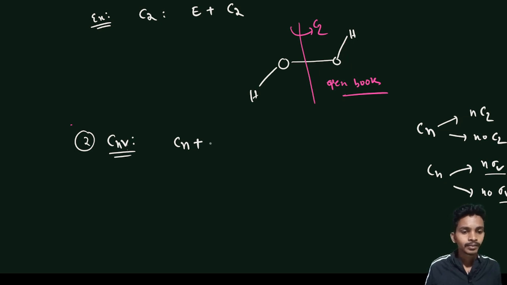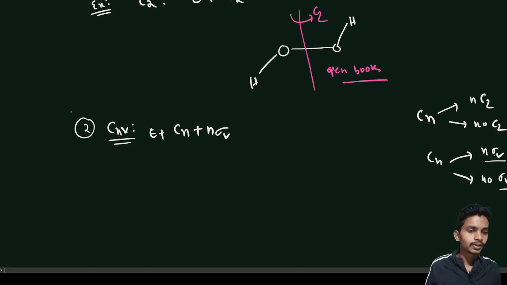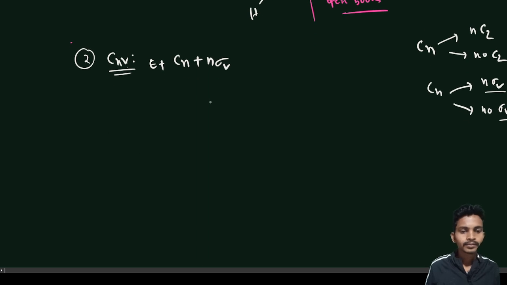So it must be that v is there, sigma v, and we know that if one sigma v, then n number of sigma v is present, and E is present with everyone. Okay, so these are the elements. Let's talk about our examples. We can talk about C2v. So here, like water.